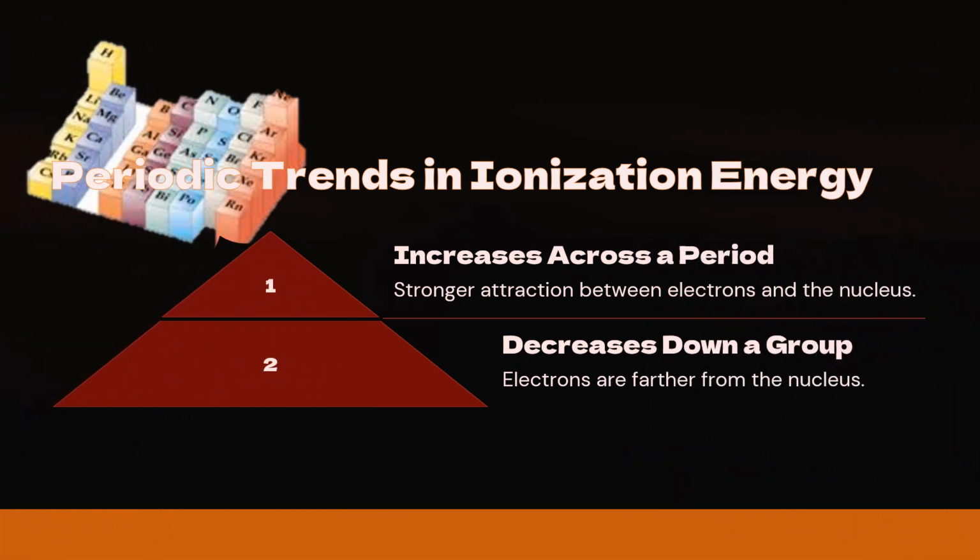Ionization energy. This is the energy required to remove an electron. Across a period, it increases as electrons are more tightly bound to the nucleus. Down a group, it decreases because electrons are farther away and easier to remove.